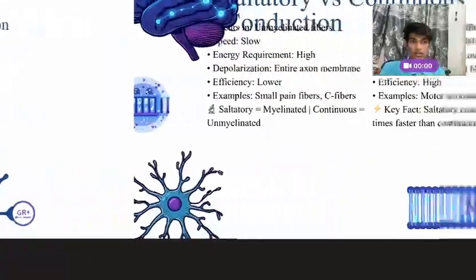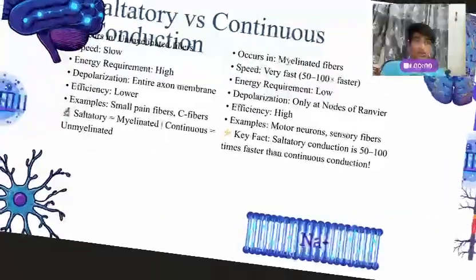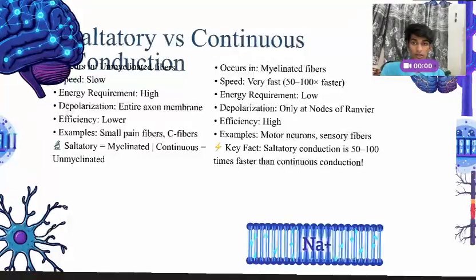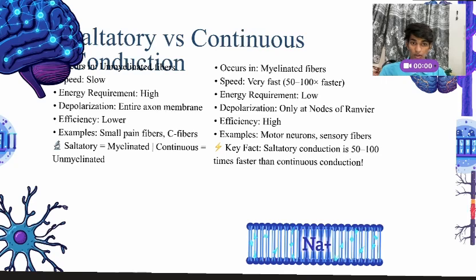Now let's understand saltatory versus continuous conduction. Saltatory conduction occurs in myelinated fibers. The speed is very fast, about 50 to 100 times faster than continuous conduction. It requires less energy. Depolarization occurs only at nodes of Ranvier, highly efficient, and found in motor neurons and sensory fibers. While on the other hand, continuous conduction occurs in unmyelinated fibers. It is slow and requires more energy. The entire axon membrane depolarizes, less efficient, found in small pain fibers and C-type fibers.